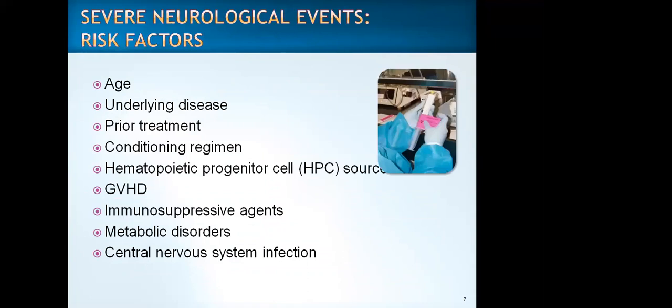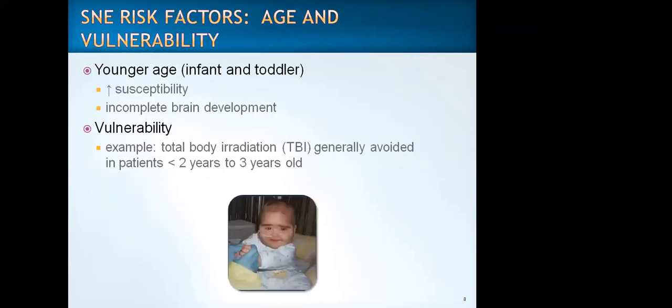The risk factors are age, underlying diseases, prior treatment, the conditioning regimen we have used, the HPC source we have used, GVHD, immunosuppressants, metabolic disorder, and central nervous system infections. Younger children are at high risk. For vulnerability, patients getting total body irradiation, generally under 2 years old, have a high risk.